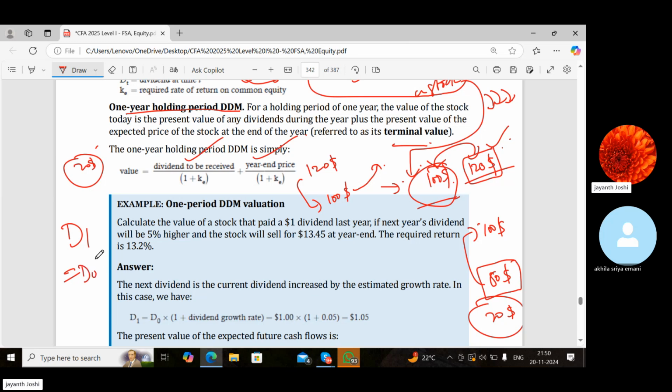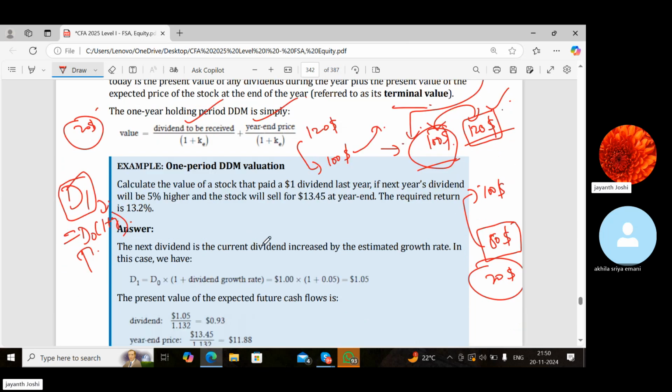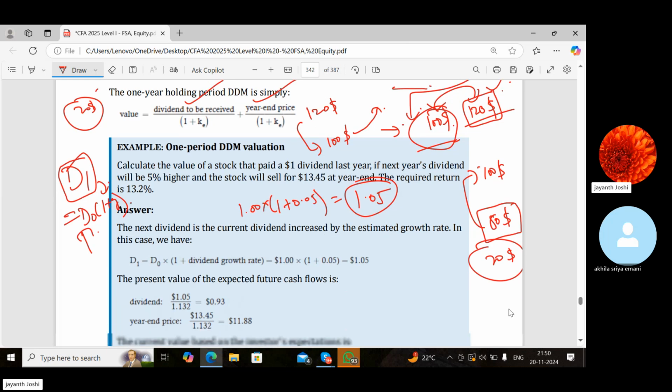The dividend to be received, you will be finding out in this way. D1 is nothing but D naught into 1 plus g. Dividend right now at present into 1 plus growth factor will give you dividend at the end of the year. So right now the dividend is how much? $1. $1 into, it is going to grow at the rate of 5%. So 1.05 is your dividend going to be at the end of the year. $1.05 divided by our cost of equity, 13.2%. So we will do that right now.